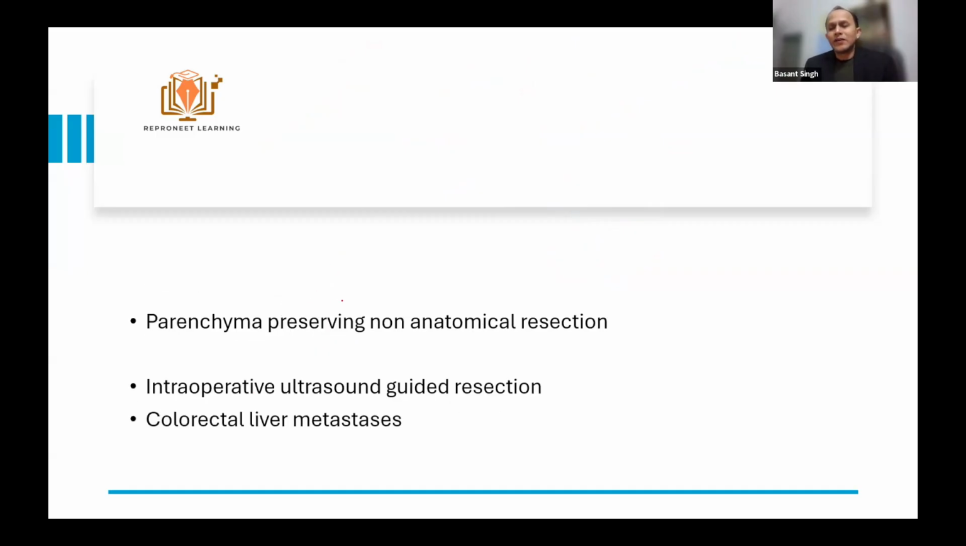What about parenchyma preserving non-anatomical resection? The things we were discussing in classes, your mini mesohepatectomy or transverse hepatectomies. This is a non-anatomical resection, because we are not going through the conventional liver planes and not following the Couinaud system of segmental anatomy of the liver. So in parenchyma preserving liver resection, we use intraoperative ultrasound. It is solely an intraoperative ultrasound guided resection.